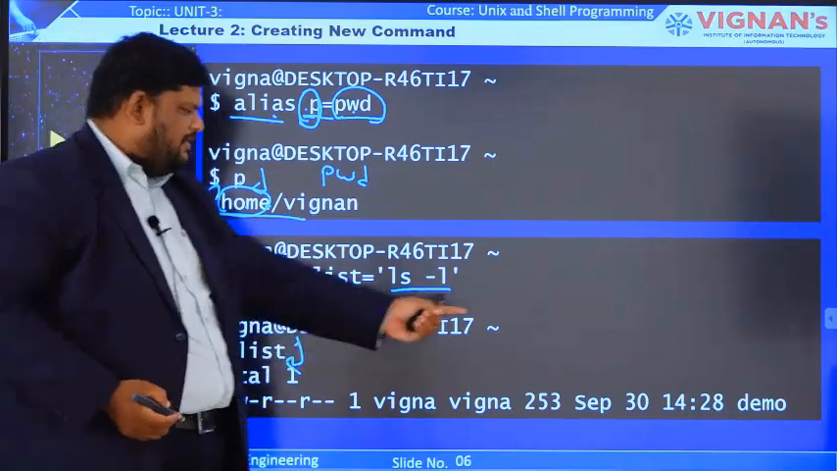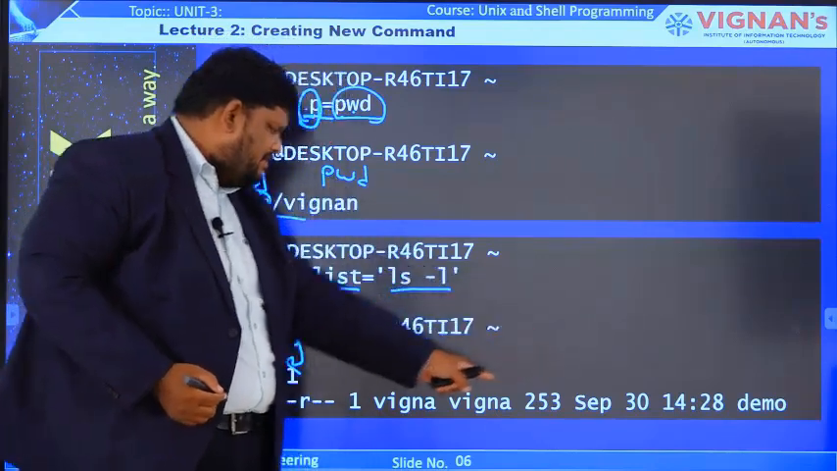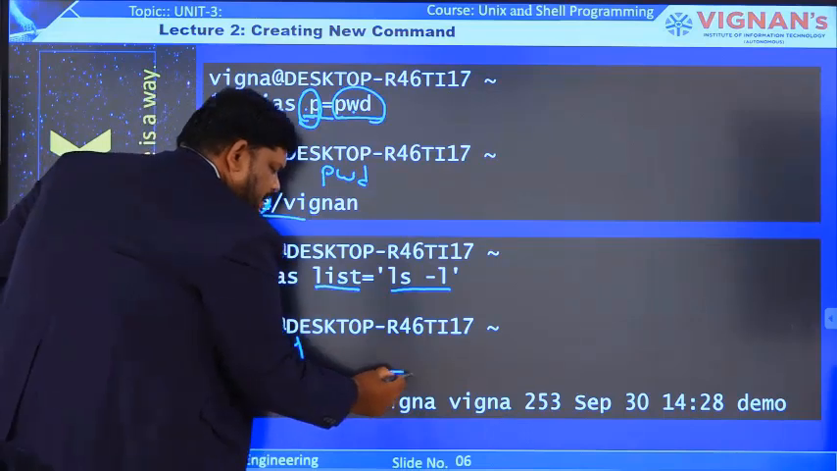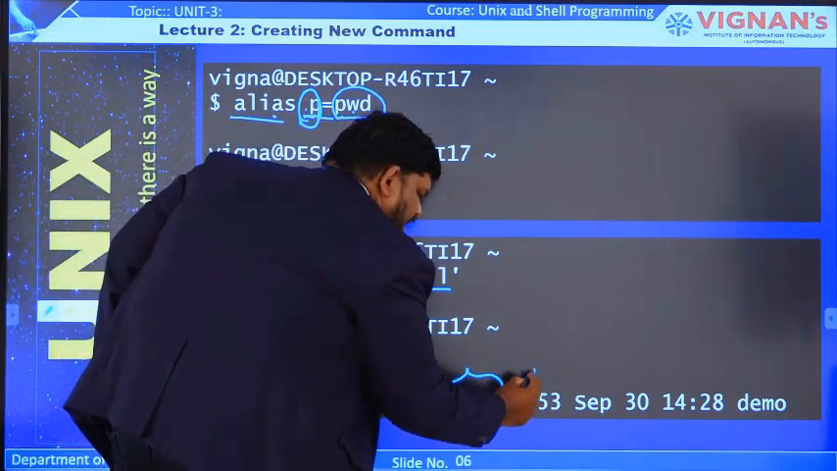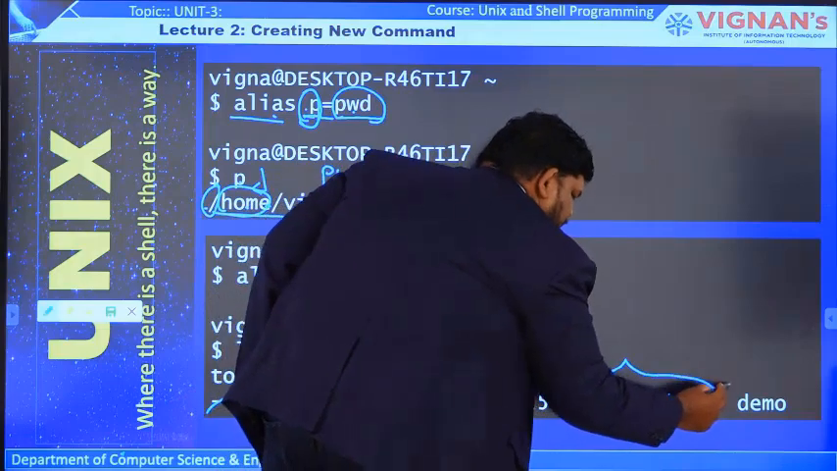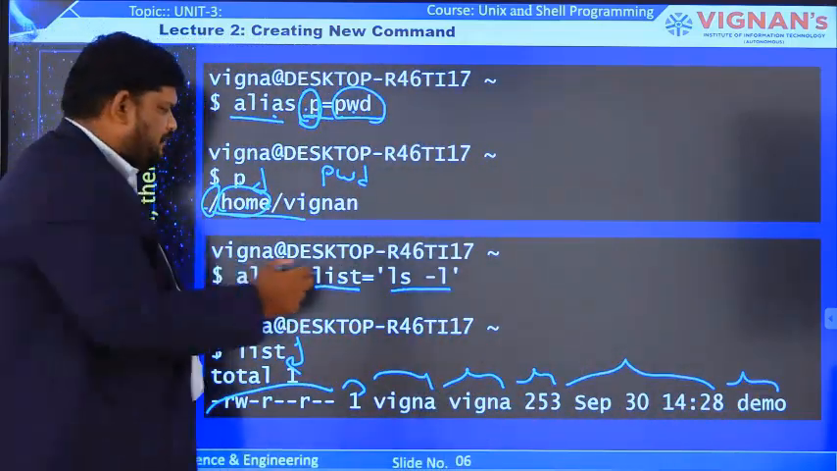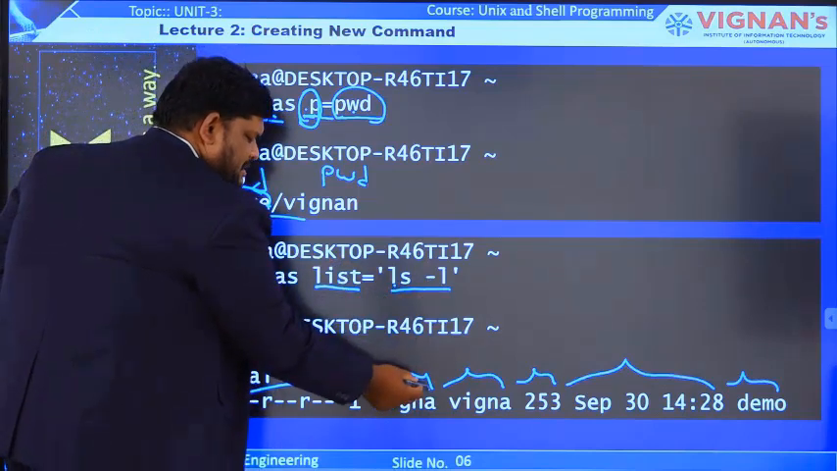Now present only one file is there, assume demo. For that, long listing means 7 parameters: number of permissions, number of links, username, group name, file size, time and date of creation, and the last one, file name. This is the meaning of long listing. That means if we use ls space option l, this is the output.